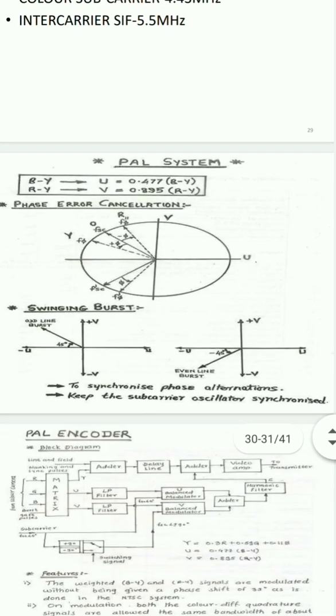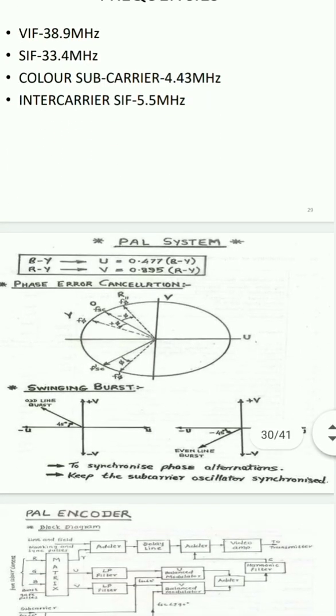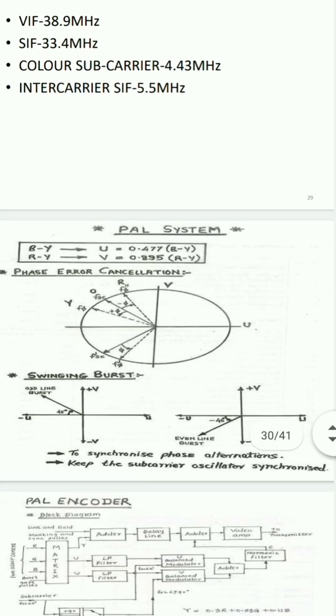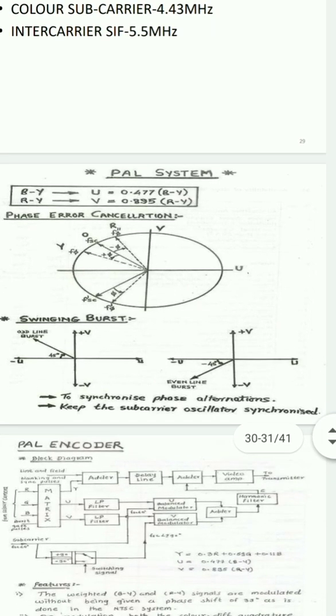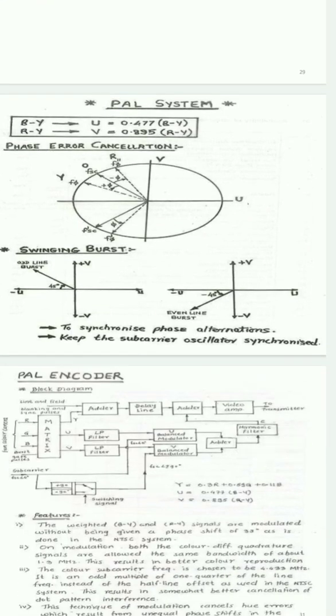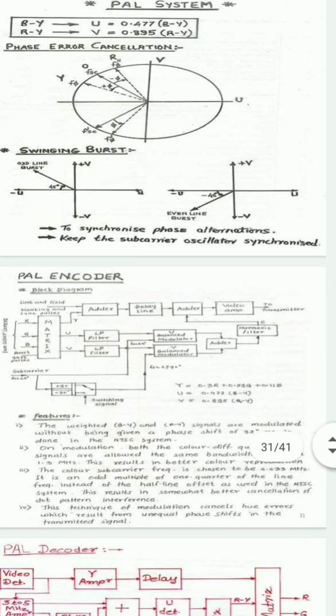So now you can see here the frequencies. We are using the VIF, where we can take the value as 38.9 megahertz, and the SIF value will be approximately equal to 33.4 megahertz. Now you can see the frequencies of the color subcarrier and the intercarrier SIF: we can take the values as 4.43 and 5.5 megahertz.